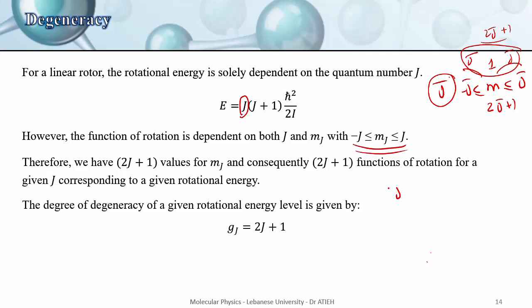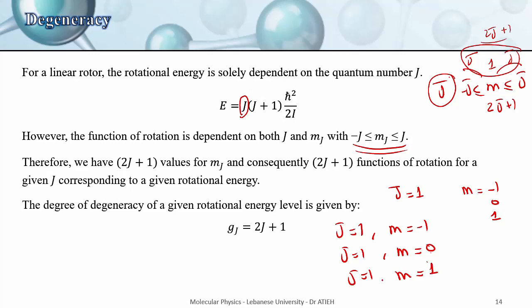Let's take an example. If j is equal to 1, m can be equal to minus 1 or 0 or 1. So there are three possible states which are j equals 1, m equals minus 1, j equals 1, m equals 0, j equals 1, m equals 1. These states are three different states, but they have the same energy. So we say that we have a degeneracy equal to 2j plus 1, which in our case is 1 times 2 plus 1, equal to 3. Three states having the same energy.